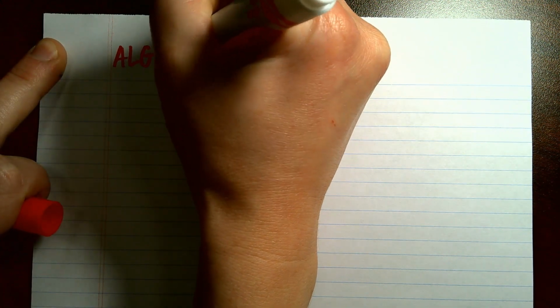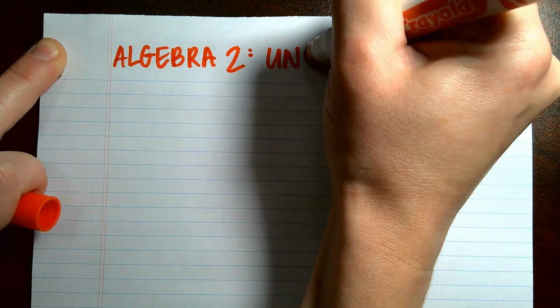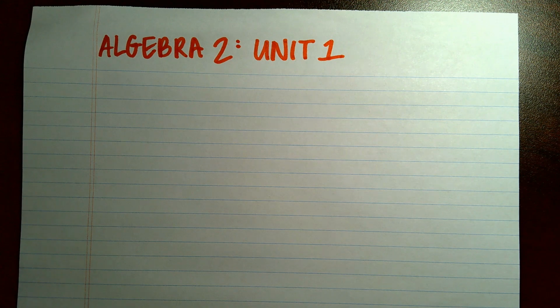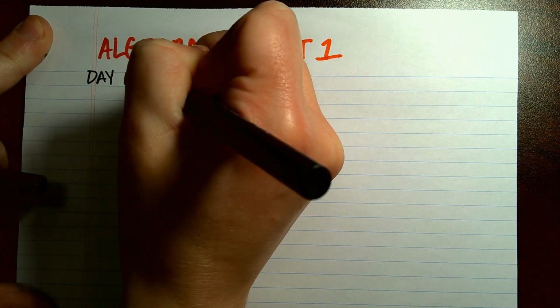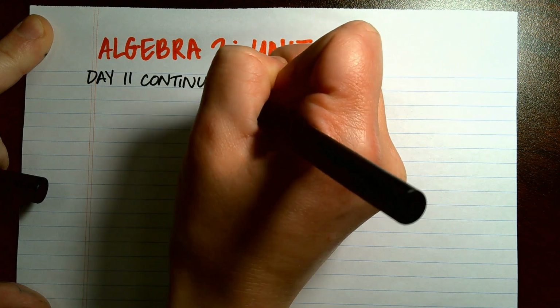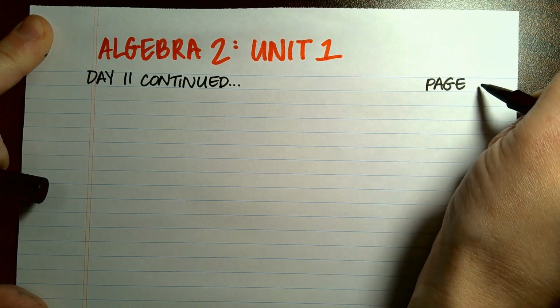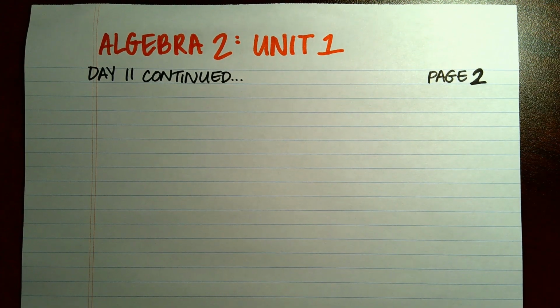So I'm going to start by labeling my paper as I always do. This is Algebra 2. And it's Unit 1. We're now in Unit 1. And it is day 11. So I'm going to write day 11 continued. Again, you don't have to do this, but it helps me stay on track. And this is page 2 of our notes, because our do now is page 1.